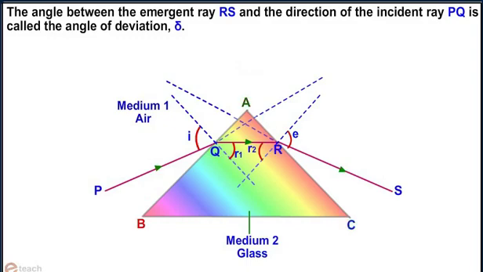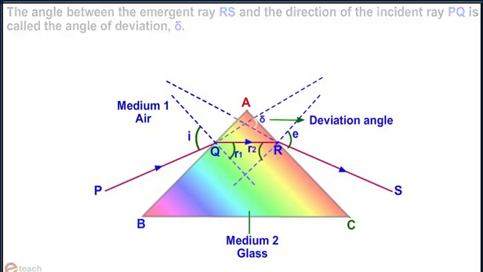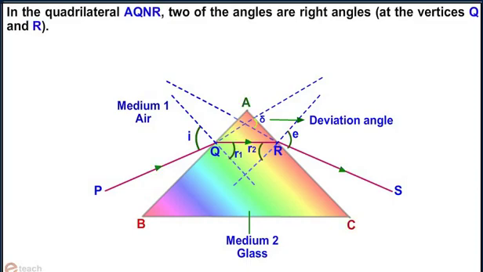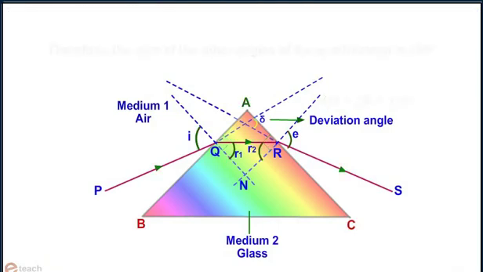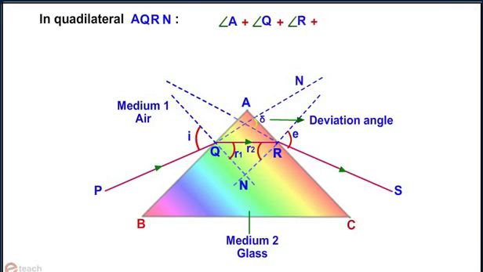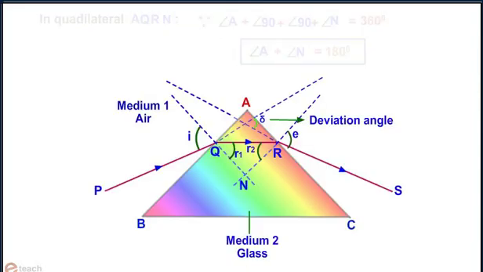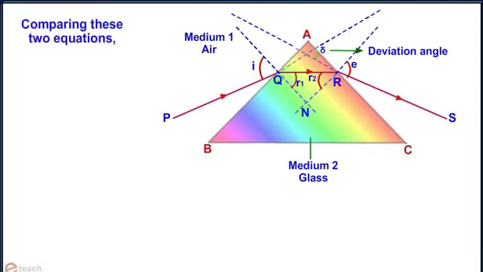In the quadrilateral AQNR, two of the angles are right angles at the vertices Q and R. Therefore, the sum of the other angles of the quadrilateral is 180 degrees. In quadrilateral AQRN, angle A plus angle Q plus angle R plus angle N equals 360 degrees, in which angle Q and angle R are 90 degrees. Therefore, angle A plus angle N equals 180 degrees. Comparing these two equations, R1 plus R2 equals A.